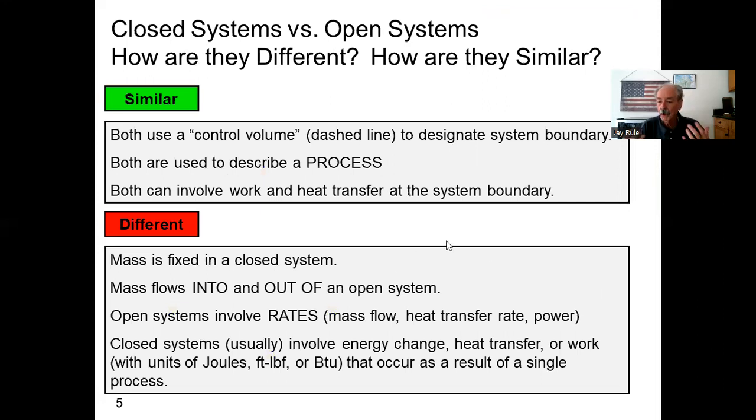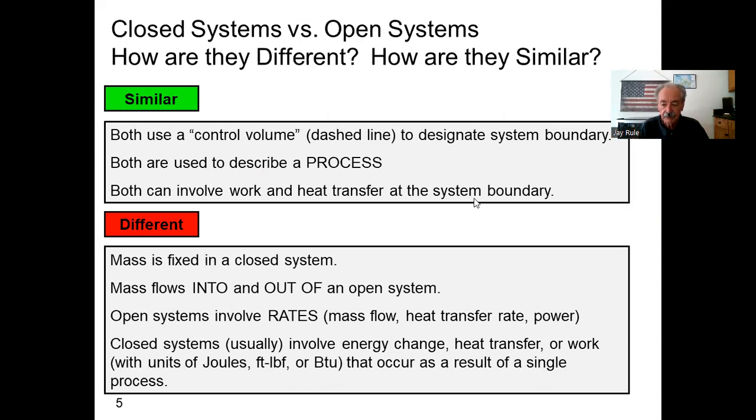How are open and closed systems similar and different? They're similar. Both use some type of control volume, that dashed line, to designate the system boundary that you show in your sketch. Both are used to describe some process. Both can involve work and heat transfer, or the rate at which work is done and the rate at which heat is transferred. Both of those occur at the system boundary.